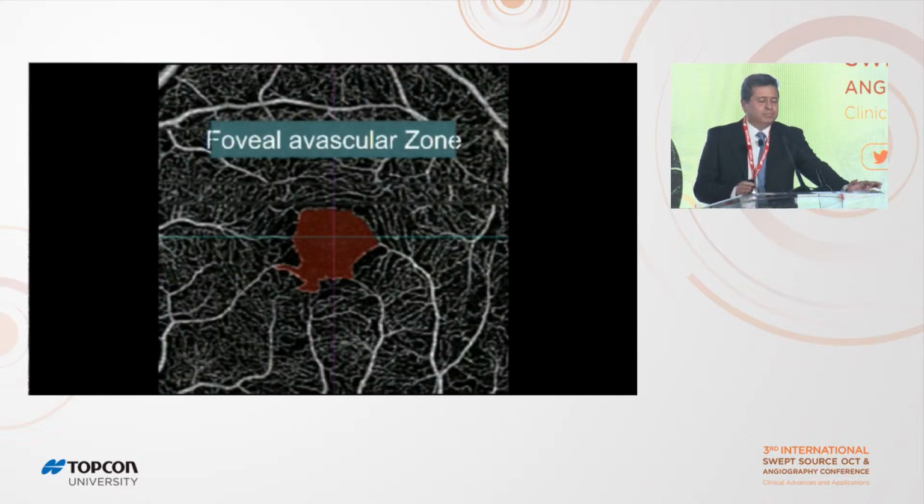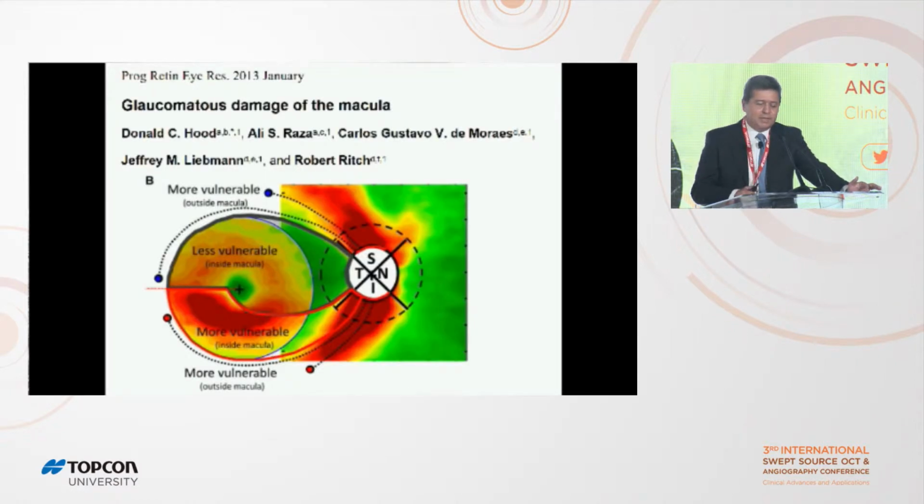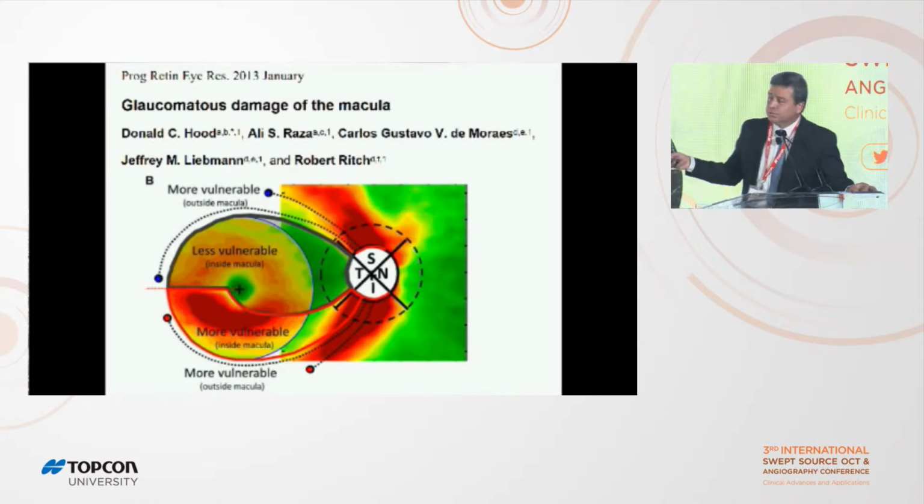Let's start with the hot topic that everybody's looking at today, the foveal avascular zone, which for some reason seems like it's a good marker for glaucoma and other diseases, inflammatory disease. And why are we looking at the macula in glaucoma? Well, this is a very nice review of Dr. Don Hood showing that whenever you see damage in the optic nerve, the most important place to look is inferior temporally and superior temporally.